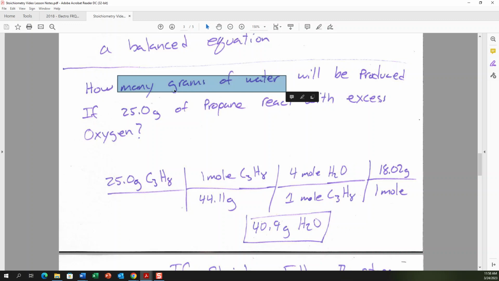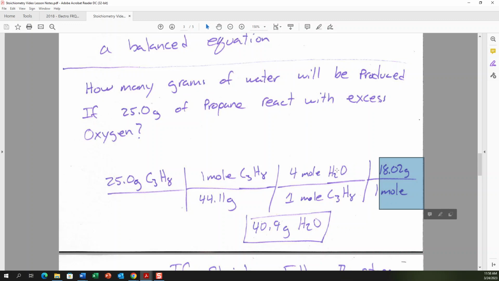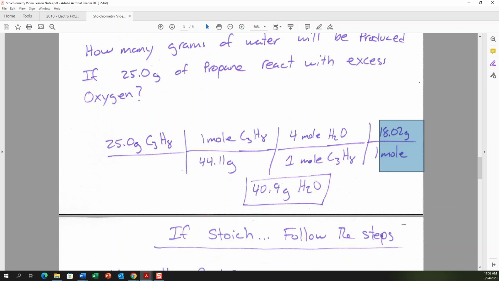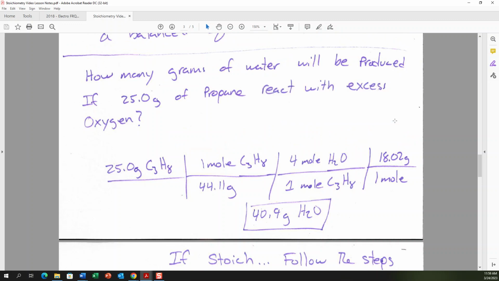So since it asked for grams of water, I have to multiply by the molar mass of water. So 18.02 is the molar mass of water. So I'm going to do 25 divided by 44.11 times 4 over 1 times 18.02. And that will give me how many grams of water will be produced if 25 grams of propane react. Now, another thing I want you to note here is they told us that we had excess oxygen. And so what they're telling you there is don't worry about the oxygen. It's like once you run out of propane, the reaction stops.